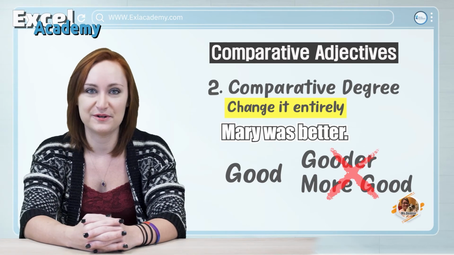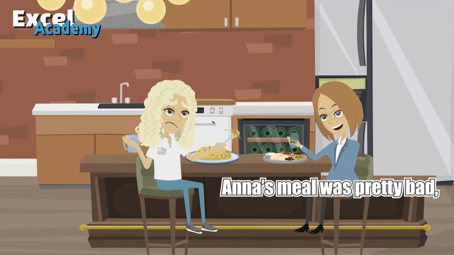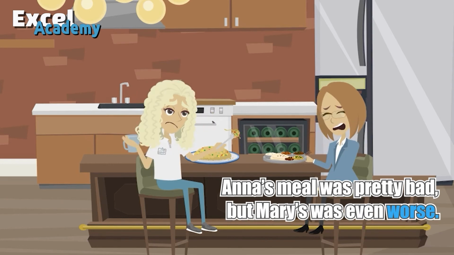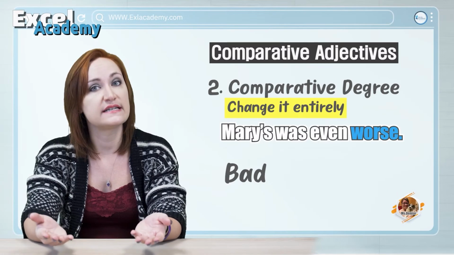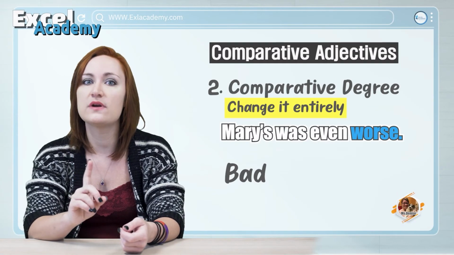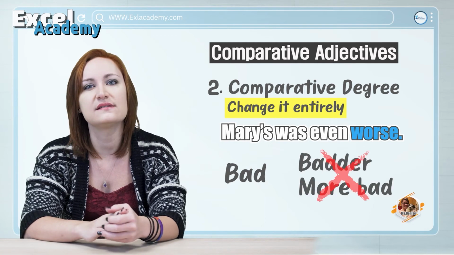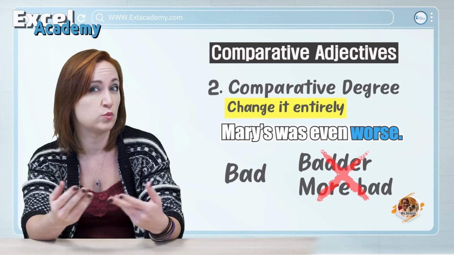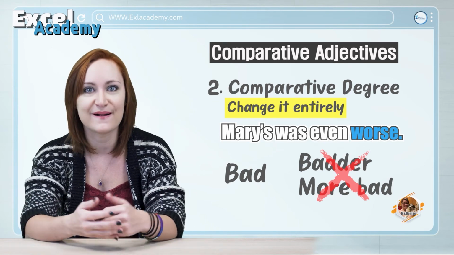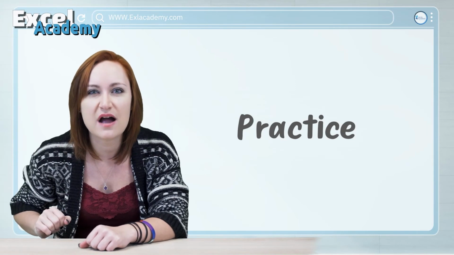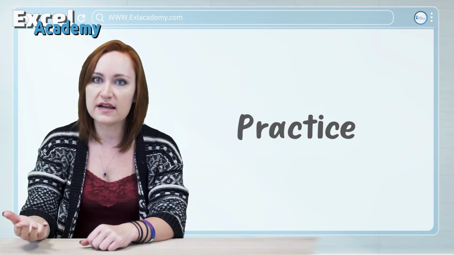Here's another example. Anna's meal was pretty bad, but Mary's was even worse. Just as before, we know that we do not say badder or more bad. Also notice that this sentence doesn't explicitly state what was worse, but we know from the context that it was Mary's meal.